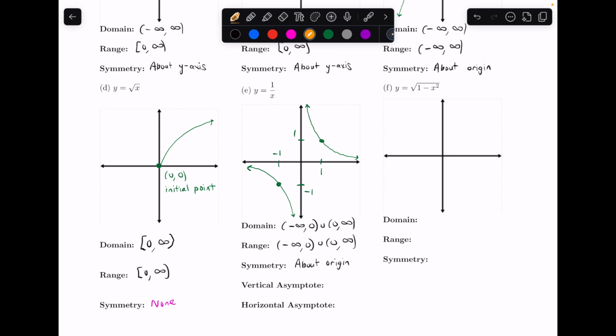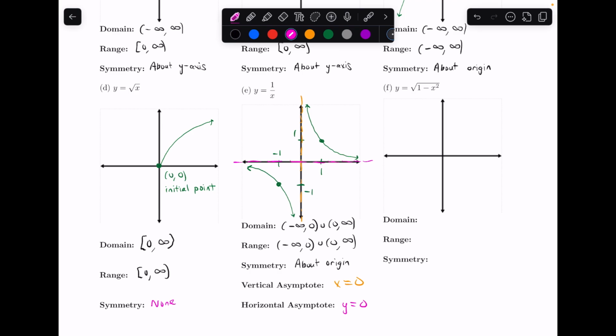It's got this vertical asymptote at the y-axis. So the equation of that line is x equals 0, right? Because every single point on this vertical line has x coordinate 0. It has a horizontal asymptote. So the horizontal asymptote is on the x-axis. And every single point on that horizontal line has the same y value. Y equals 0. And that's the equation of my horizontal line.